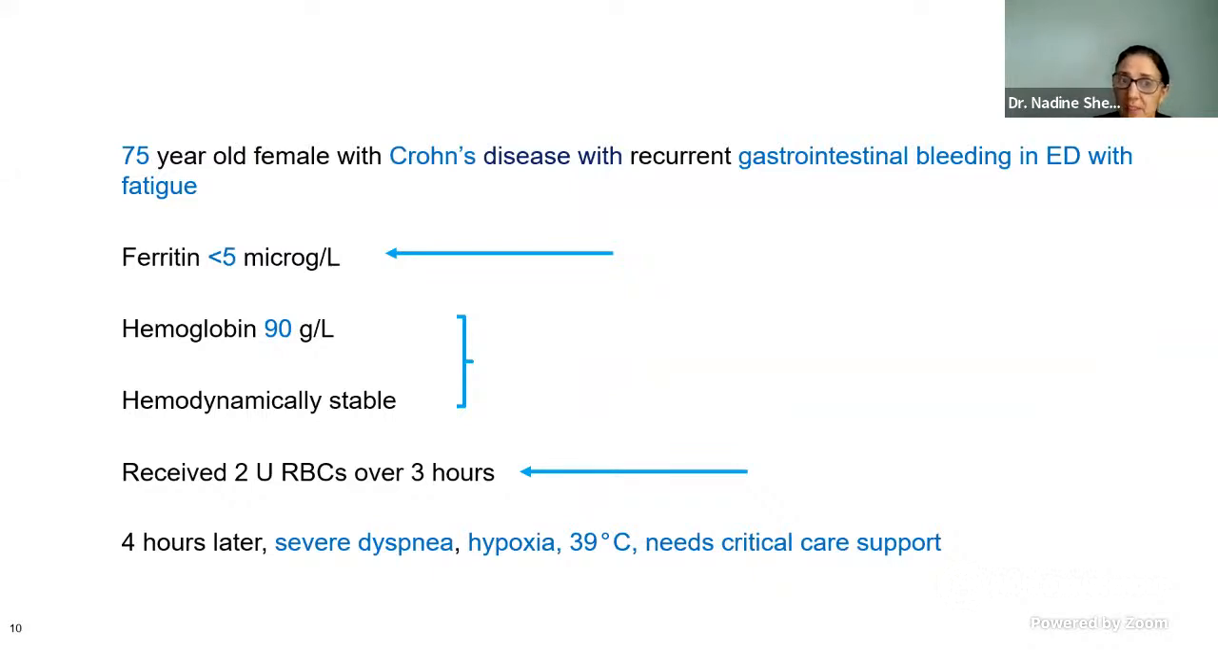So going back to this patient, she was 75 years old, likely not able to tolerate a lot of volume. She was stable, however. Her ferritin was low. She was iron deficient, and treatment of iron deficiency is iron, not red cell transfusion. Her hemoglobin was high, yet she received not 1, but 2 units over 3 hours, and obviously then developed side effects from the transfusion that was given.